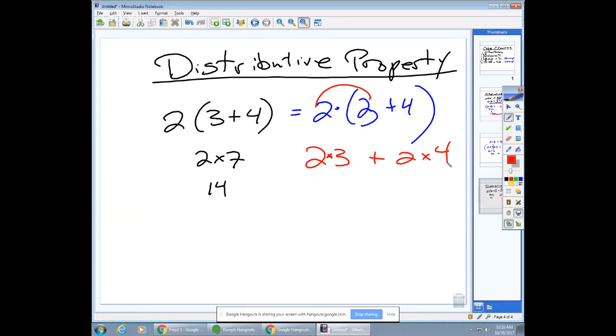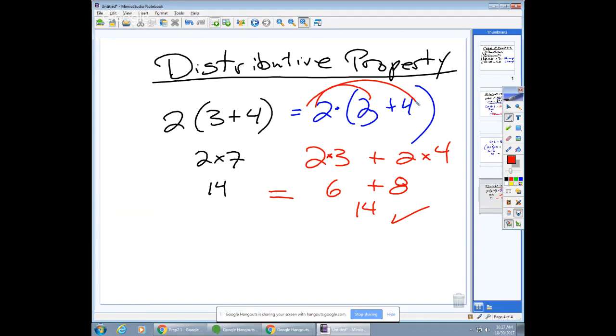If it works, well, let's see. 2 times 3 is 6. 2 times 4 is 8. 8 and 6, yeah, pretty sure that's 14. So it does work. So both sides are still equal. So distributive property gives me a way to circumvent the order of operations by just throwing that 2 into the mix there.